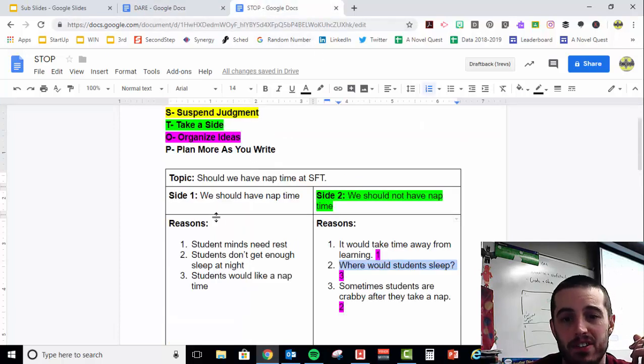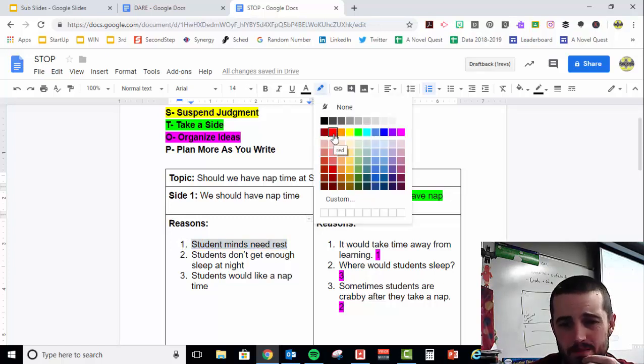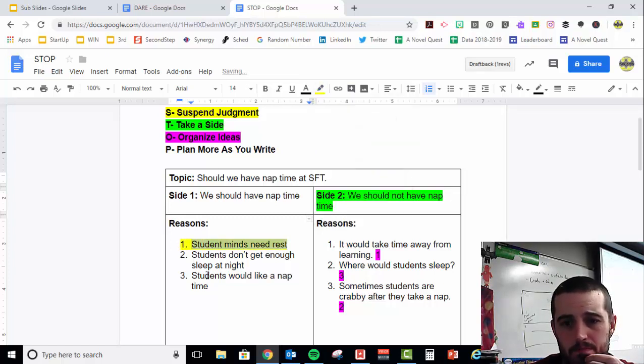You go back to your page. You remember how I said you had to brainstorm both sides? Well, there's a reason for that. Because I'm going to look at the other side where I brainstormed and think, which one of these do I think that someone on the other side would actually feel? And I'm going to think, someone might try to argue that students' minds need rest. Good. That's a good reason.